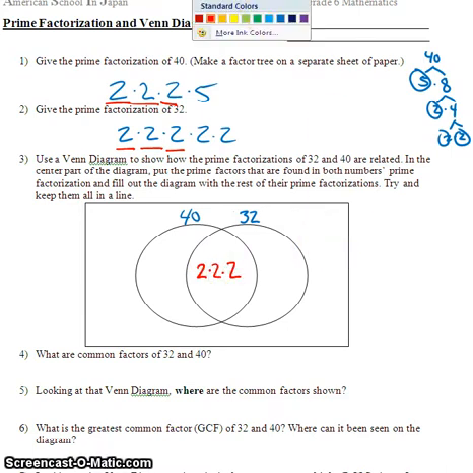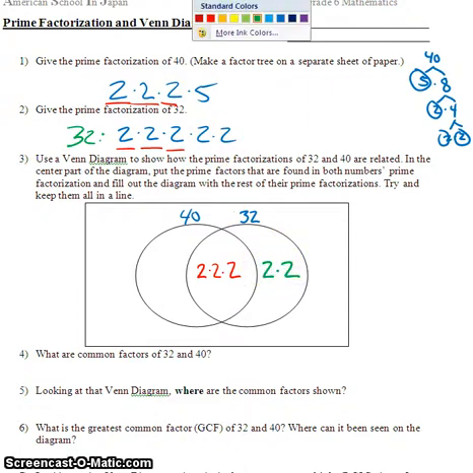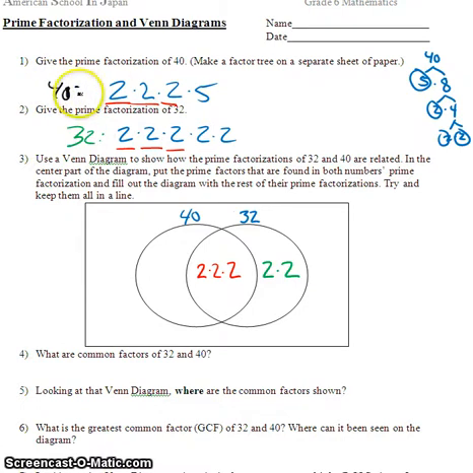Right? And then what do I have left? In the 32, remember this over here was 32, there were 3 2's. There are still 2 more 2's. So I have to put 2 more 2's over here. And over here, 40, there's still a 5. So I have to put a 5 over here. Clear on that?